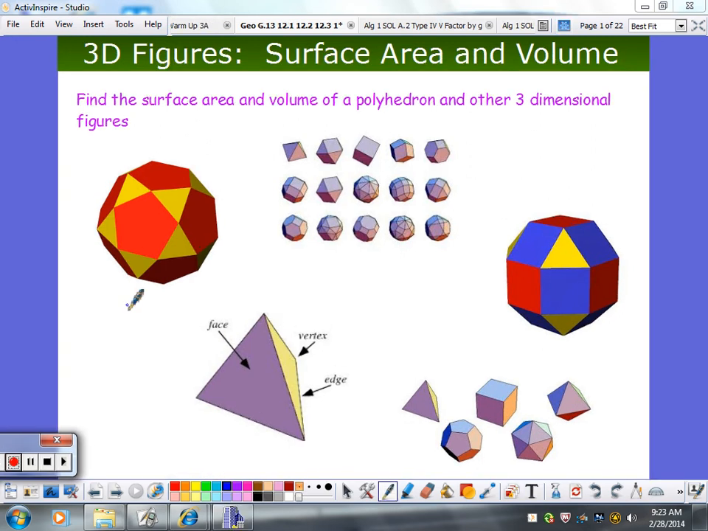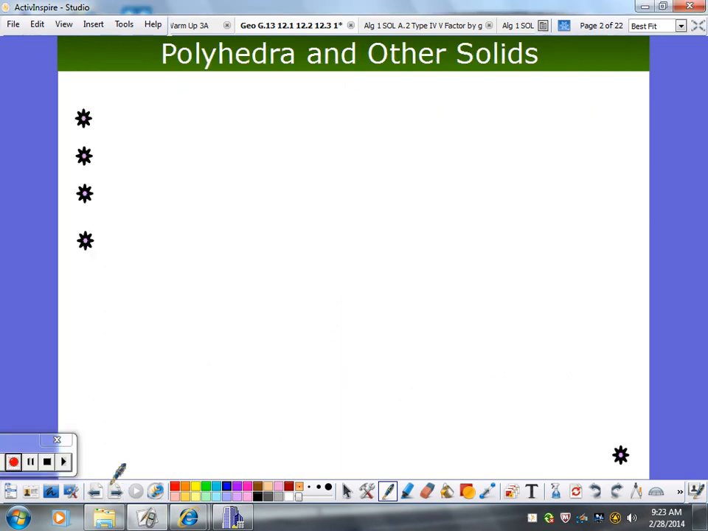Today we're going to look at these 3D figures. I'm going to look at surface area and volume. Surface area and volume. So polyhedra.